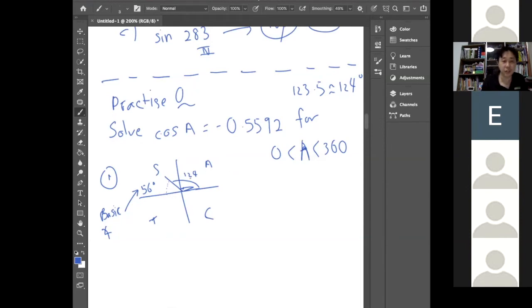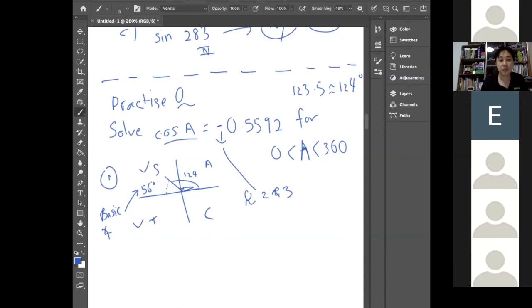I'll explain for this. So we all know that cosine A, for a negative value, is in which quadrant? Quadrant 2 and 3, right? So it's this quadrant and this quadrant, because we know it's negative. Correct?